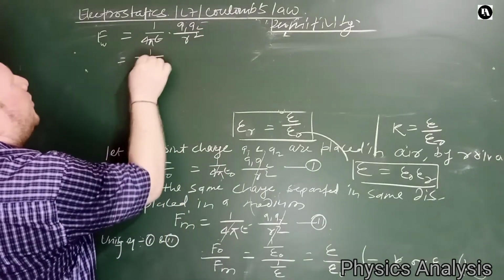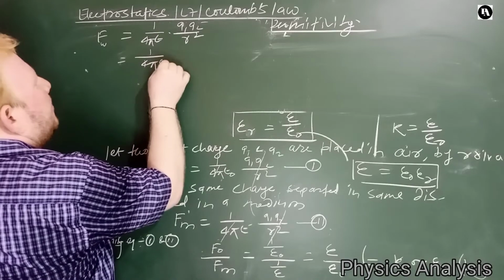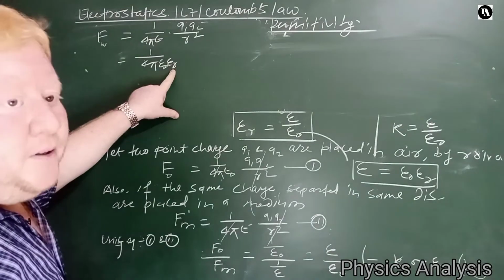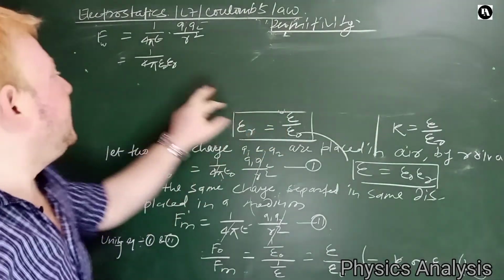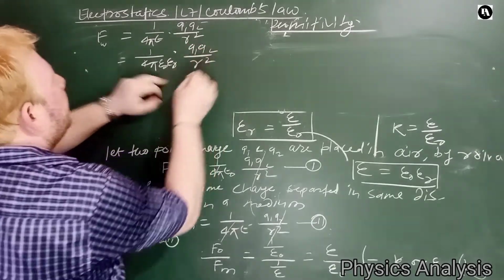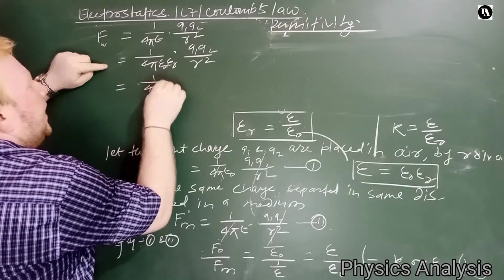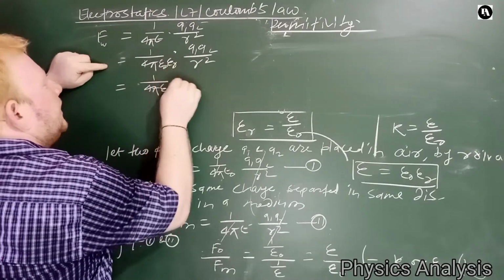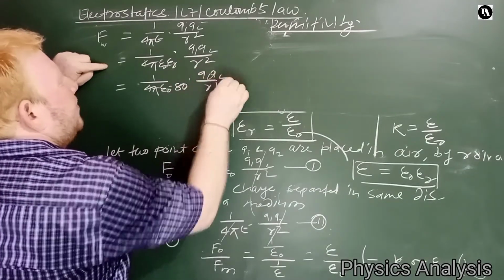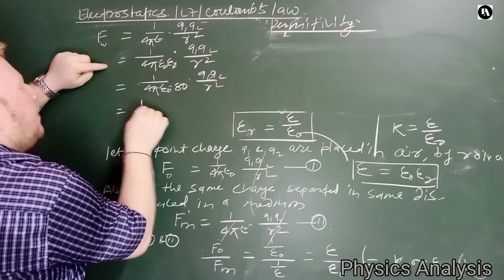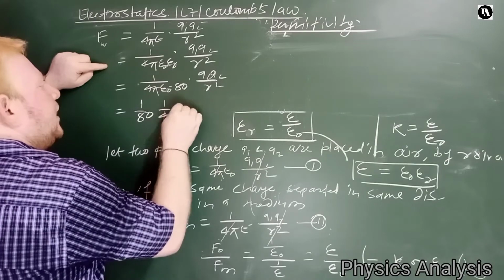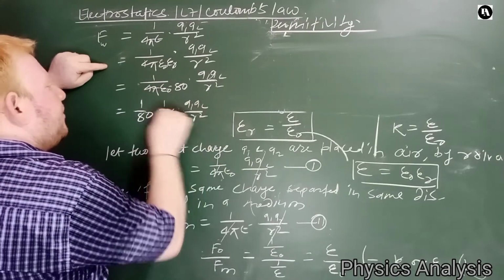That is equal to 1 by 4 pi epsilon, and in place of epsilon I will write epsilon naught epsilon r, where epsilon r is the dielectric constant for water. Check out this list: 80. So I am going to place 80 here, and let me see the result. 1 by 4 pi epsilon naught into 80, into Q1 into Q2 by r square. So I can take 1 by 80 common, and what we have now is 1 by 4 pi epsilon naught into Q1 into Q2 by r square.